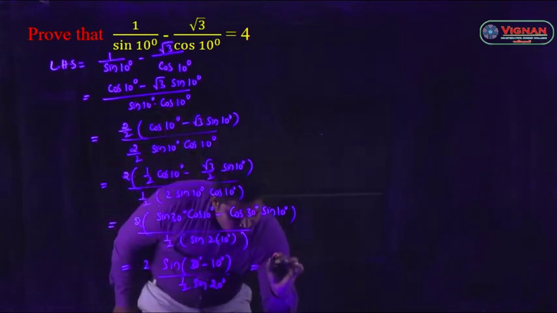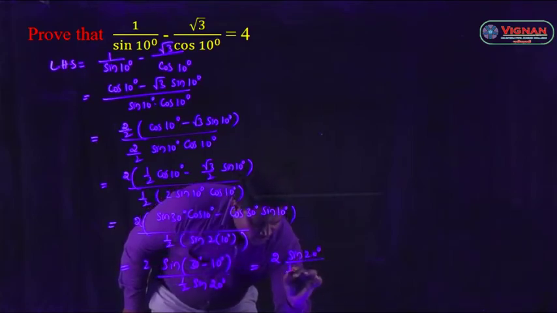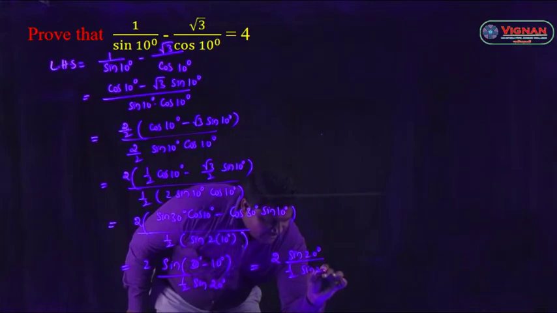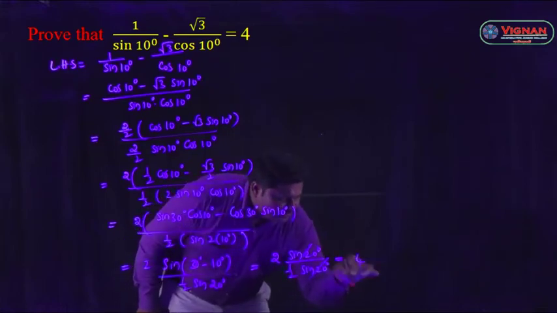We get 2 into sin 20 degree over 1 by 2 into sin 20 degree. Sin 20 degree gets cancelled. We get the answer 4.